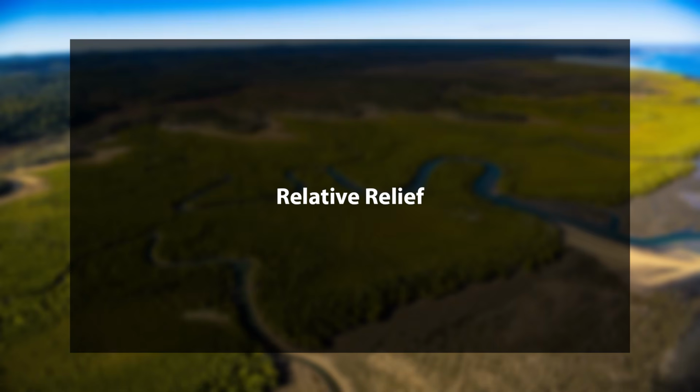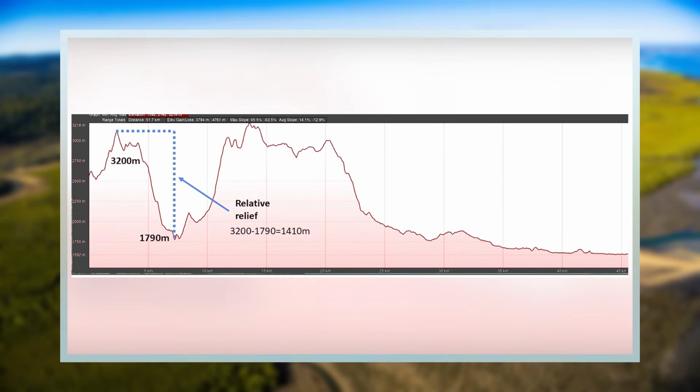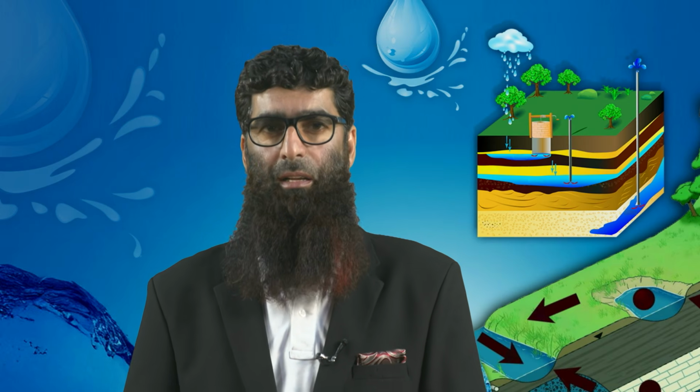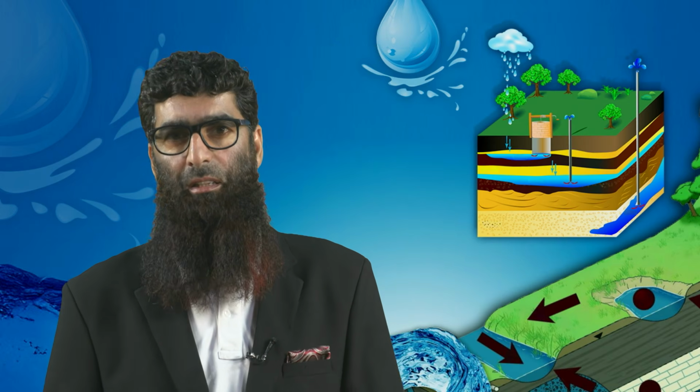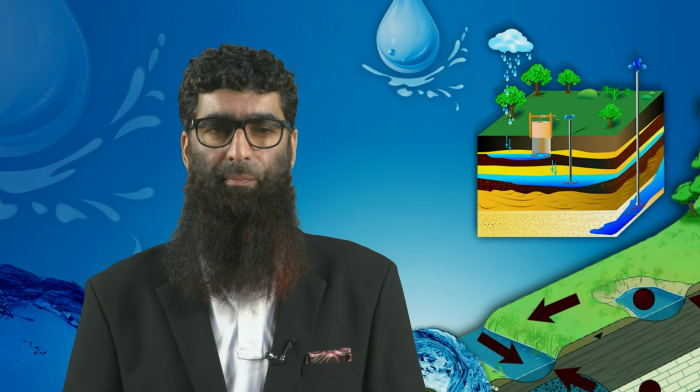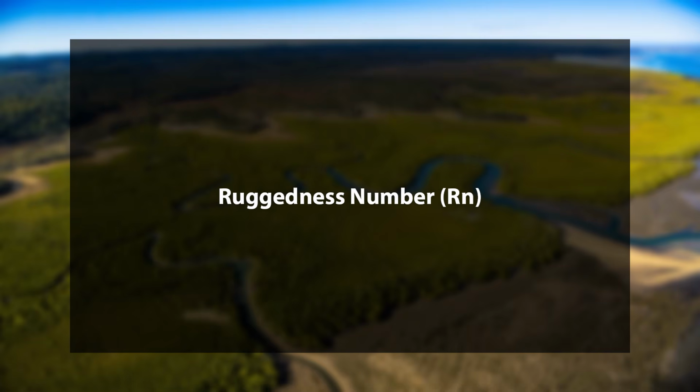Then relative relief. It is a measure of how much elevation varies within a particular area. Instead of taking into account the maximum and minimum heights of the whole landscape, it concentrates on a smaller area or a segment of watershed, like the relief of a valley and the surrounding mountains. It tells us how rugged or flat the terrain surface is. Then ruggedness number.